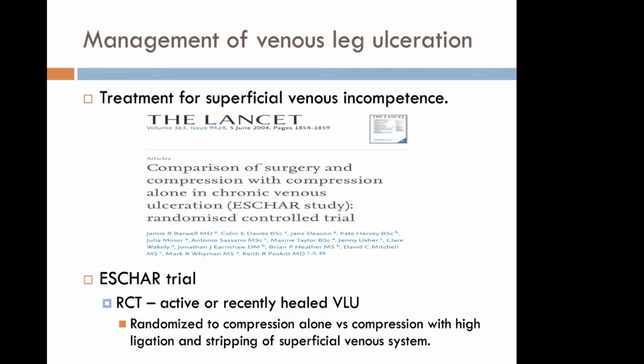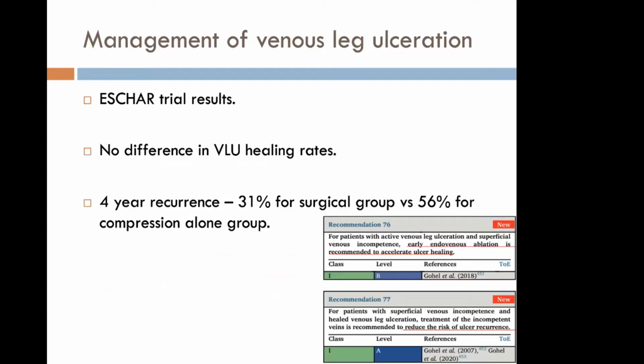Now, this was an earlier trial, and here they were still using high ligation and vein stripping. For the same group of patients, they used patients who had active or recently healed venous leg ulceration. They randomized patients to compression alone or compression with high ligation and stripping of the superficial venous system. In this Ashka trial, they found there was no difference in venous ulcer healing rate. However, at 4 years, the recurrence rate was a lot higher in the compression alone group.